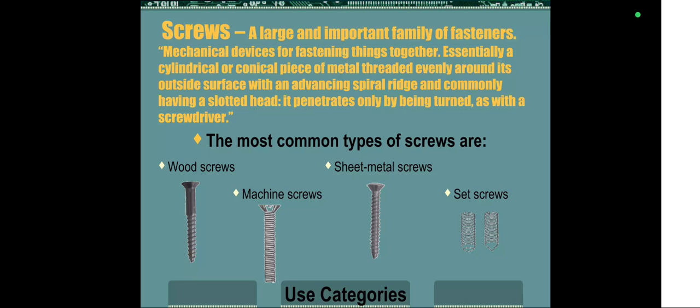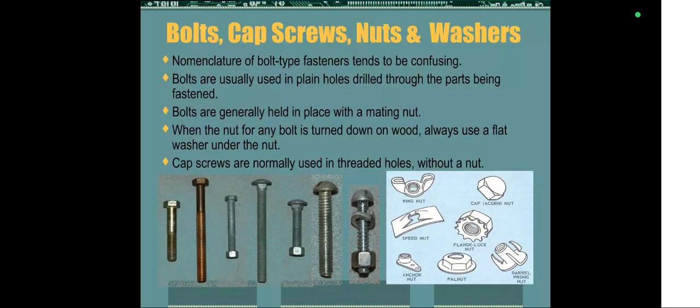And the next one is screw, a large and important family of fasteners, a mechanical device for fastening things together, essentially a cylindrical or conical piece of metal with a thread evenly around its outside surface with an advancing spiral, rigid and commonly having a slotted head. It is penetrated only by being turned, as with a screwdriver. The most common types of screw are wood screw, machine screw, sheet metal screw and set screw. These are all the major categories used in screw terminology, screw types.